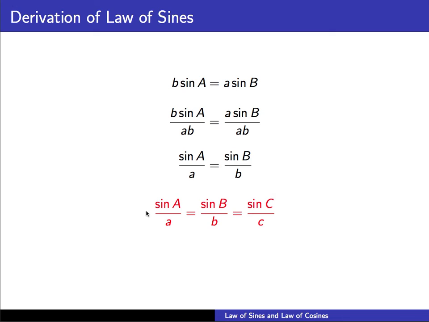It's not a very difficult law or formula to remember, because your side length is directly below your angle. You could take the reciprocals of all these and have a over sine A equals b over sine B equals c over sine C, but we'll just stick with this one because it's easier. In the next video, we're going to look at some examples of solving triangles using the law of sines. So I'll see you then.